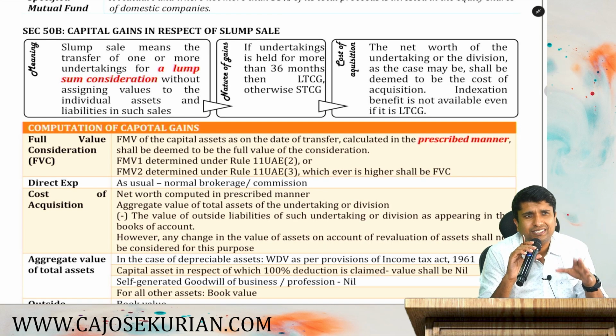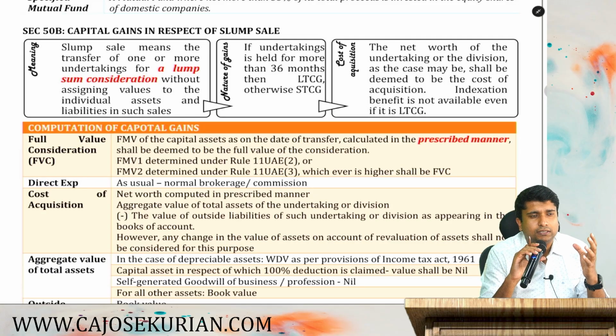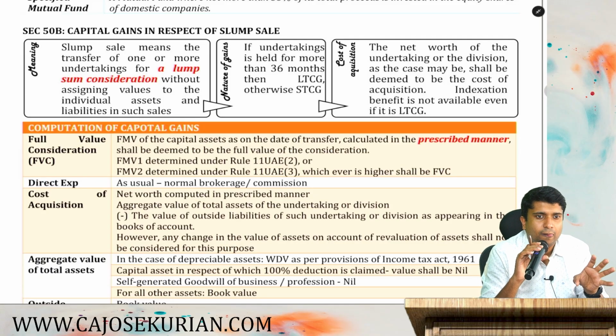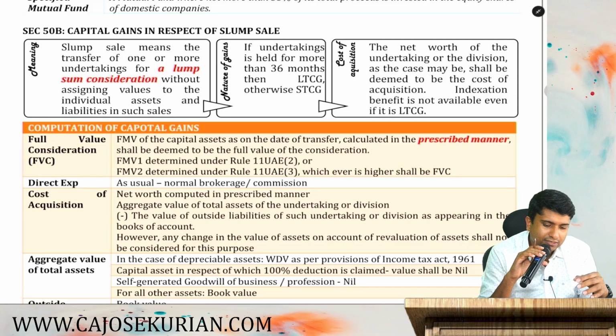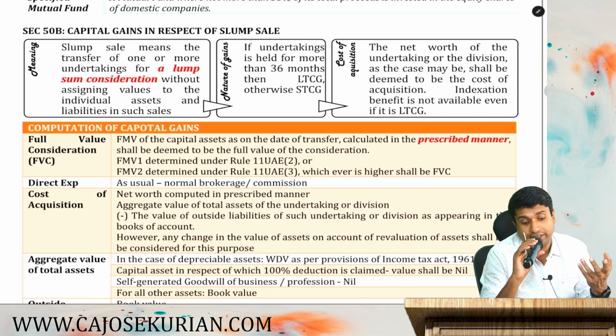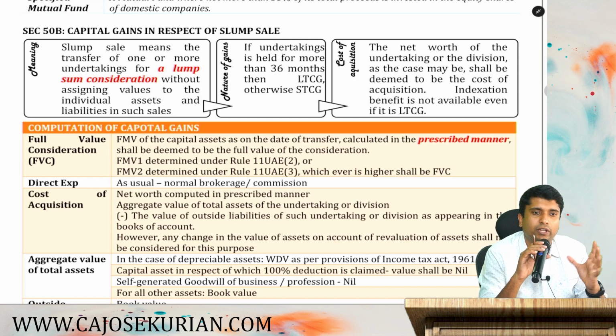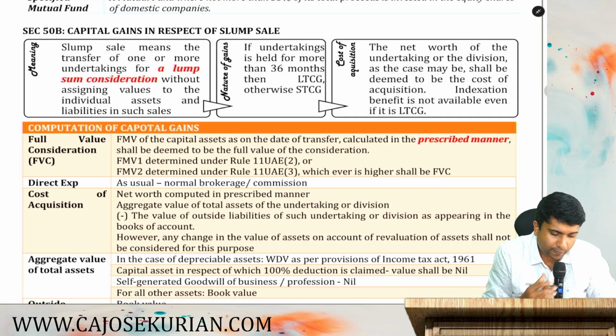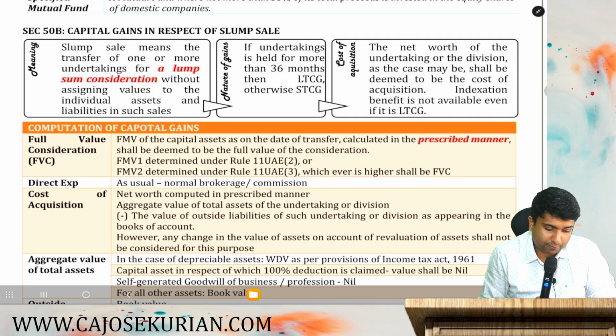So the slump sale is actually, this 50B topic is actually a topic which is exclusively applicable for CA final. 50B is there for your inter, but there are certain valuation rules that they have inserted as a part of section 50B. These valuation rules are there only for final syllabus. Let's understand what is this slump sale.